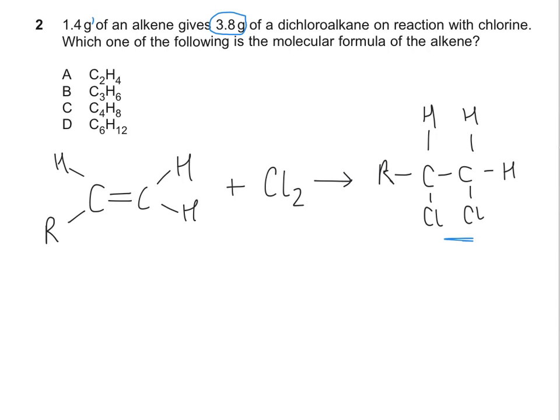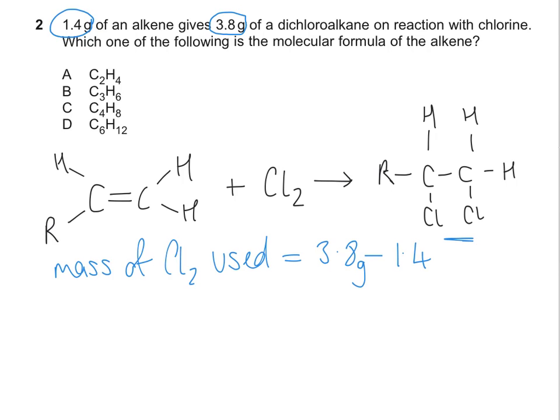And the mass of the alkene that we used is 1.4. So we can get the mass of chlorine used by taking 3.8 grams and taking away 1.4 grams from that. And that gives us 2.4 grams. The reason we can do that is because the total mass of the products is going to equal the total mass of the reactants, because we can't create mass or lose mass. So because we've only got one product, we know there's no other mass going to be produced, and so we can work out the mass of chlorine used that way.